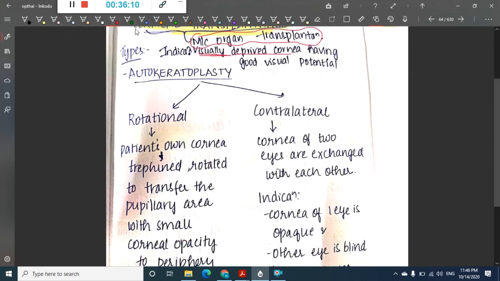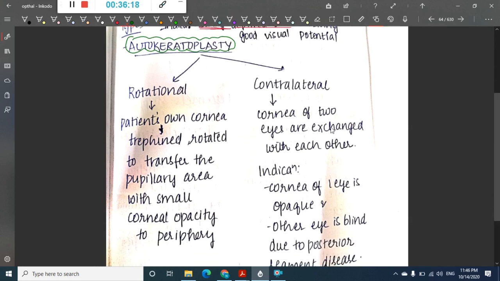In corneal transplantation we have something called autokeratoplasty. What does autokeratoplasty mean? We have two types of autokeratoplasty. One, rotational autokeratoplasty. Second, contralateral autokeratoplasty. Keratoplasty is transplantation of cornea. Auto is self transplantation of cornea.